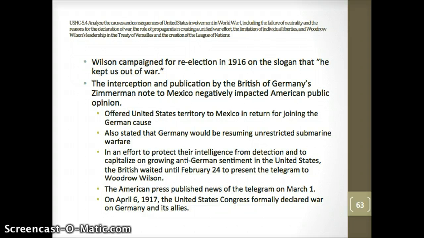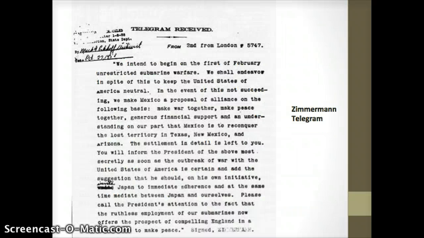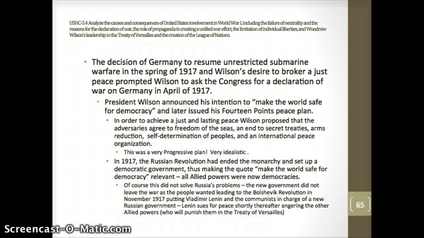And this is really going to upset American citizens, thinking that the Germans are trying to team up with Mexico. Even though, in actuality, this may not have been a real telegram, the British could have made it up. And here's a picture of the telegram right here.